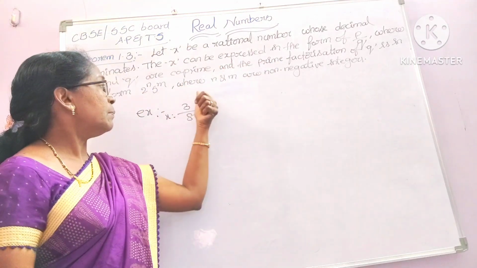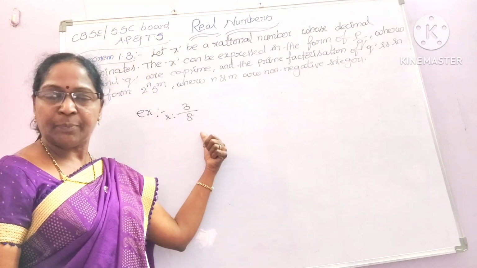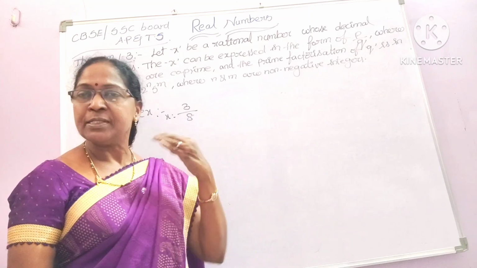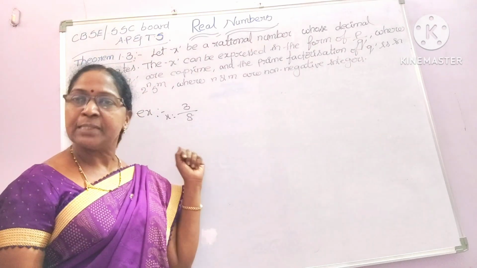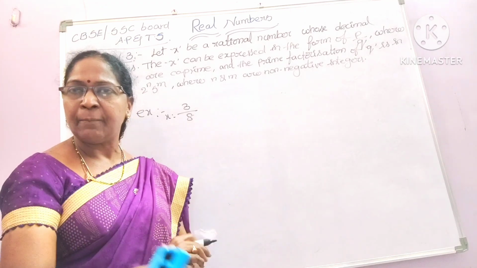The x can be represented or expressed in the form of p by q, where p and q are co-primes. So first, what are co-primes? Co-primes are nothing but numbers where the numerator and denominator have only 1 as the common factor.